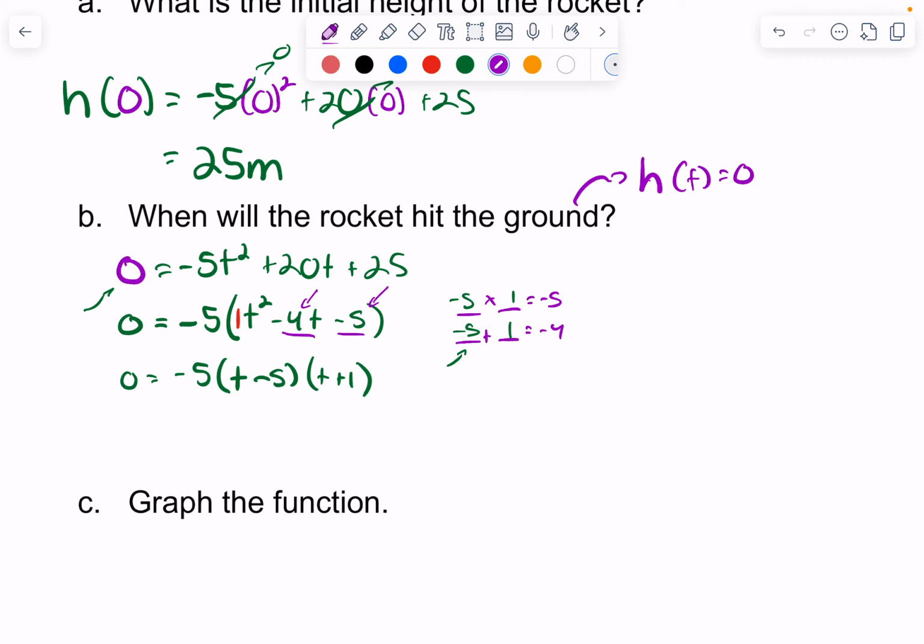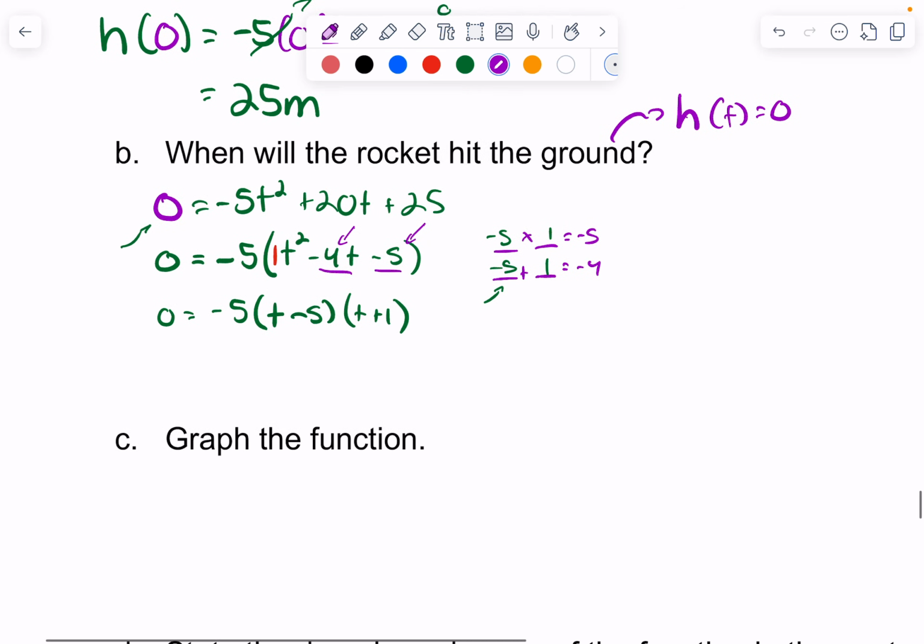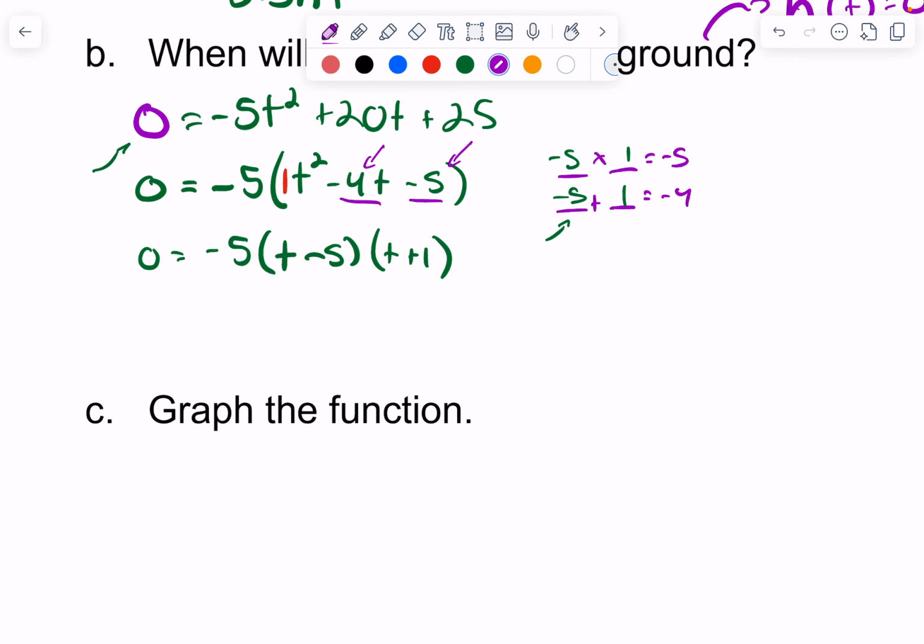Okay. Well, when will the rocket hit the ground? Well, this is odd. Oh, no, because you're going to have a negative solution. When will the rocket hit the ground? Well, we've got to look and say, okay, t minus 5, when is that 0? T minus 5, when is that 0? Well, that would be 0 when t is 5 seconds.